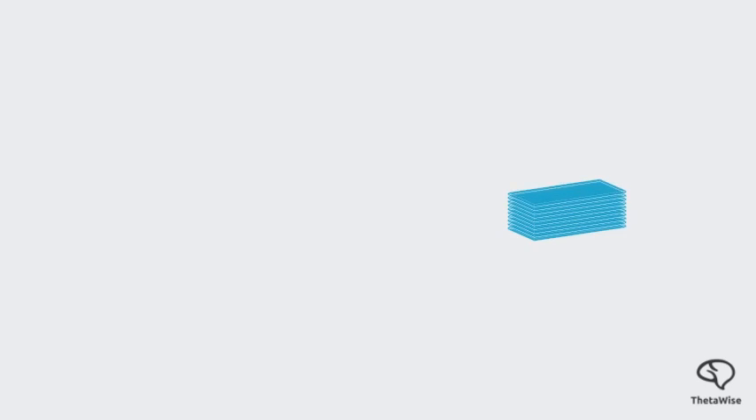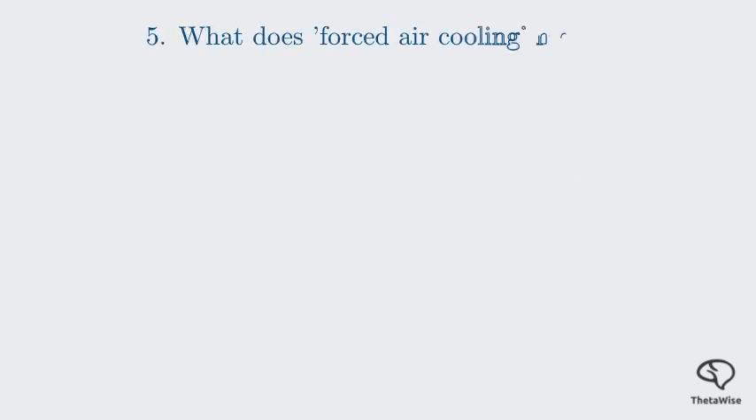This insulation between the sheets prevents the large circulating eddy currents from forming. Instead, only tiny localized eddy currents can exist within each individual lamination. Because the path for these currents is so small and their resistance is high, the overall eddy current loss is dramatically reduced. This improves efficiency and prevents overheating. Question 5 asks about forced air cooling.